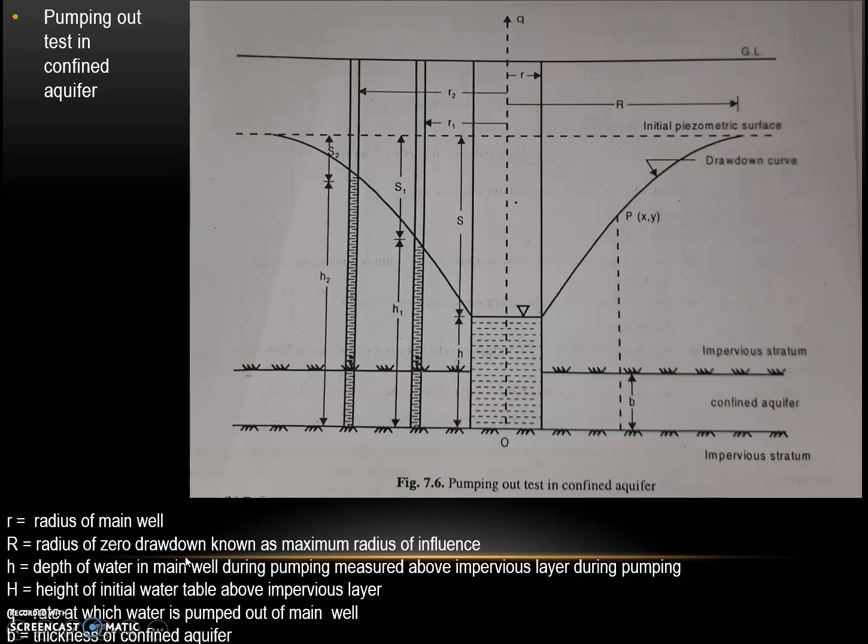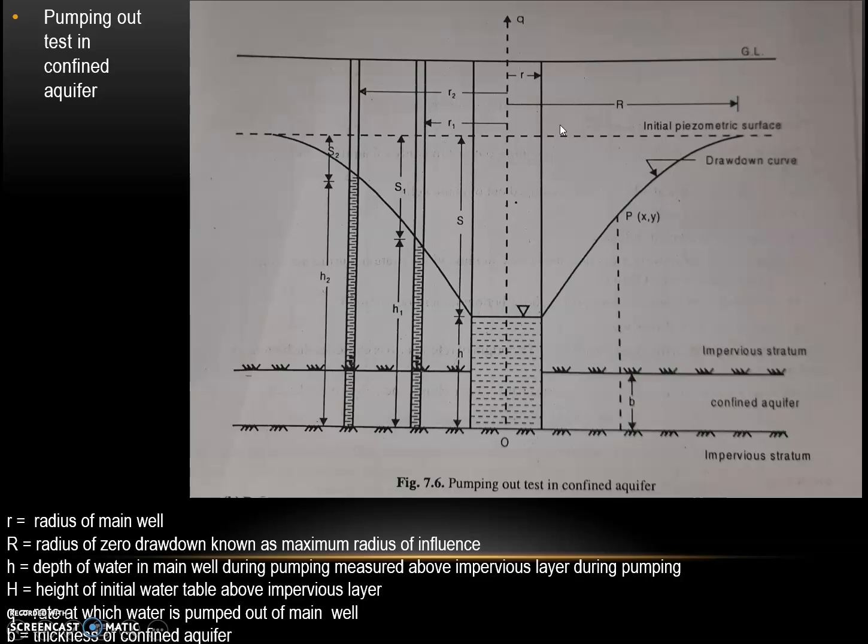R is the radius of zero drawdown, which is known as maximum radius of influence, and it is the distance between center of the main well and the point at which the drawdown curve ends. h is the depth of water in main well during pumping, which is measured above impervious layer during pumping, and H is the height of initial water table above impervious layer. That is, it is the height of initial piezometric surface above the impervious stratum.